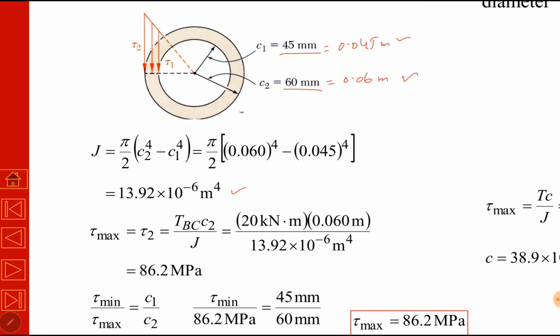It is established that stress will be maximum at the outer radius. So tau maximum is at outer radius C2. Torque in BC into C2 divided by J. Tau maximum is equal to TC over J, with T the torque in shaft BC and C the outer radius, here C2, and J has been calculated already. So tau maximum is actually tau 2 at outer radius C2. It has been calculated as 86.2 megapascal.